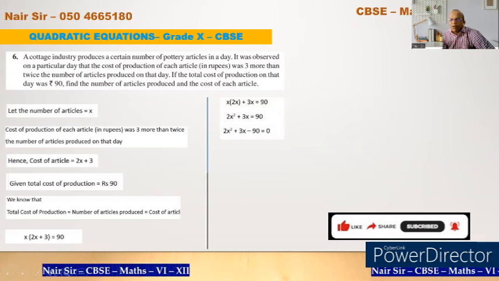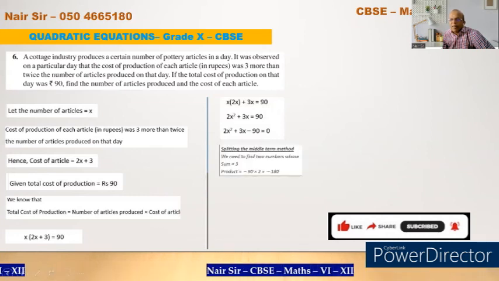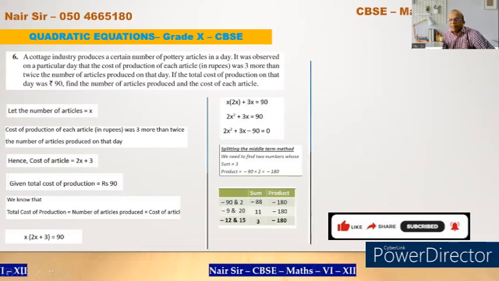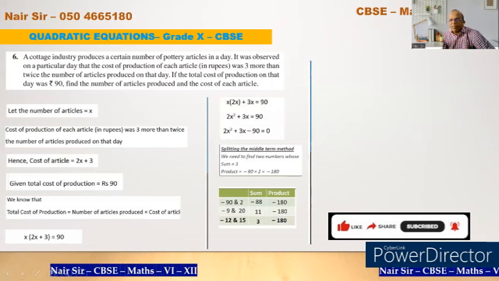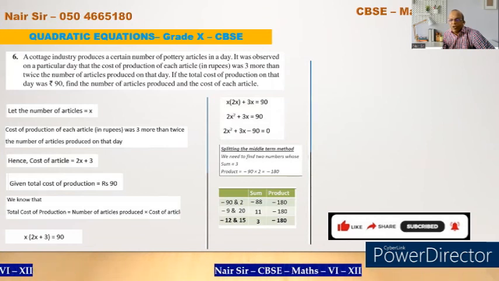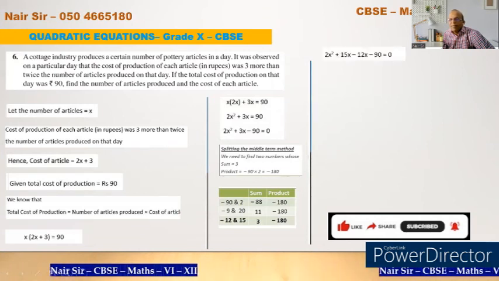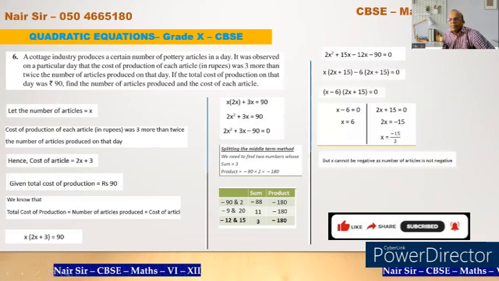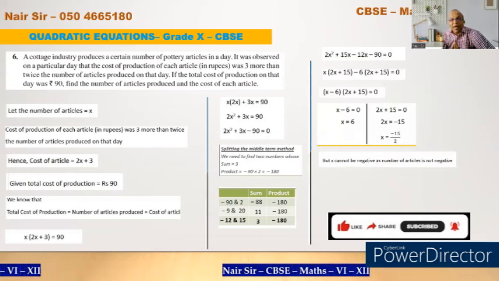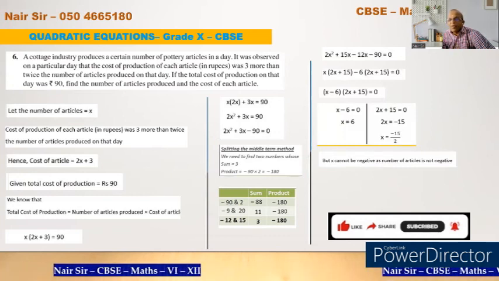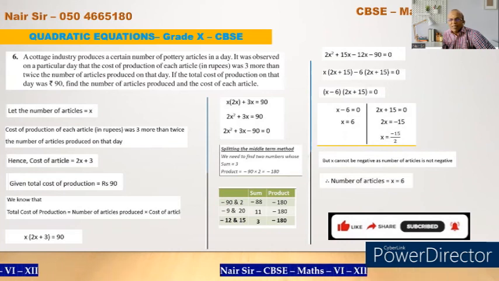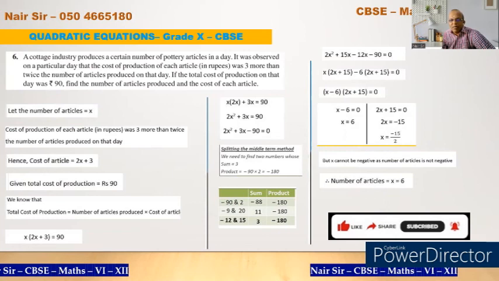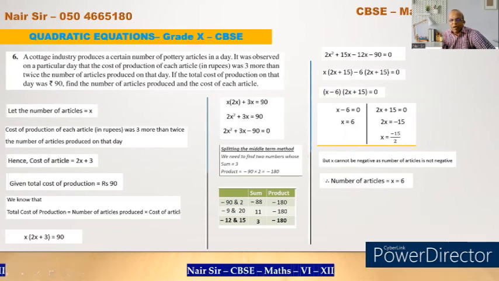I got the equation. Splitting the middle term, after doing this, I get minus 12 and 15. The value x can never be negative, so x will be what? Answer is 6. Okay, I think this completes our exercise 4.2 from our lesson.